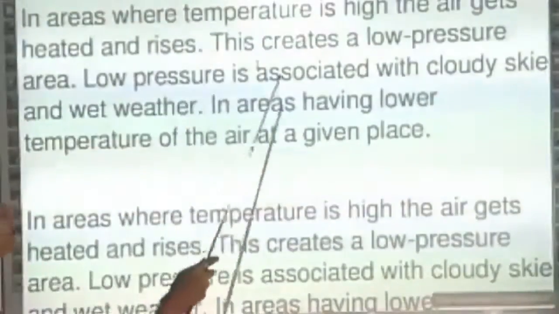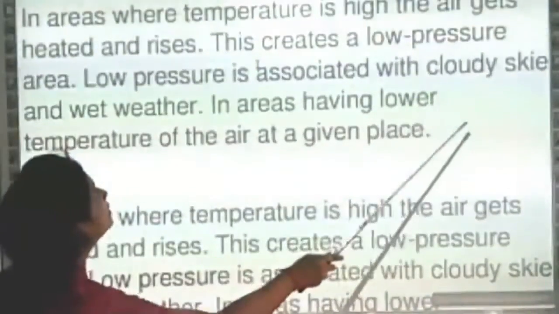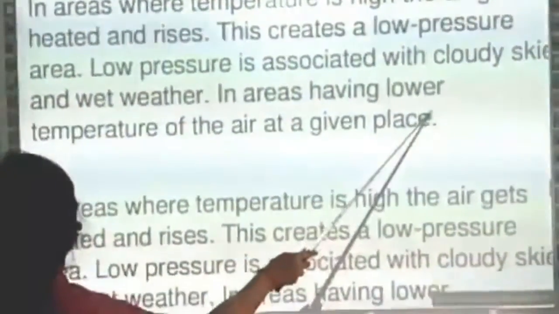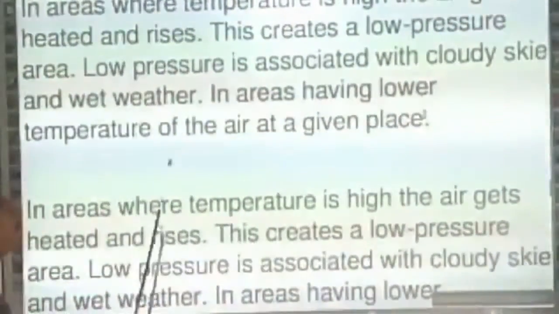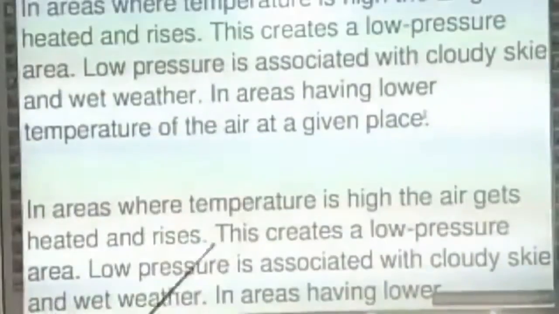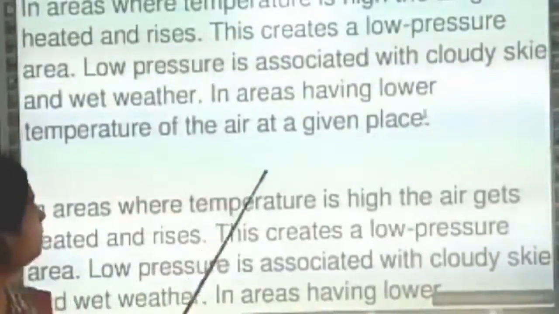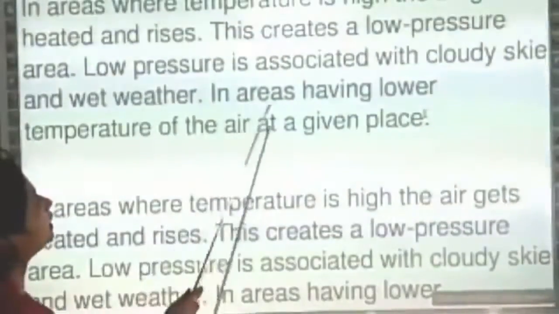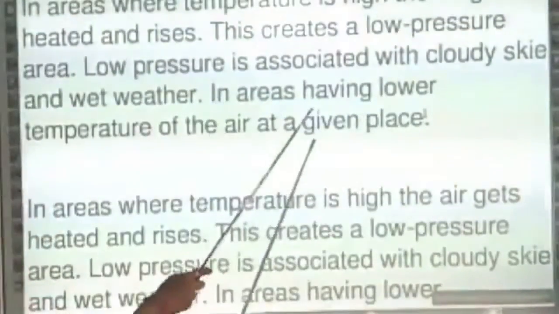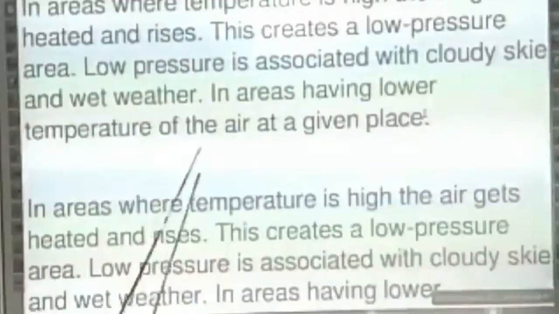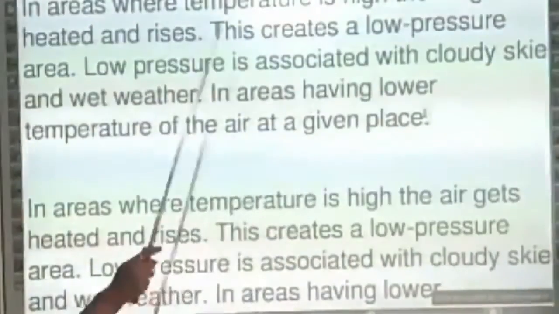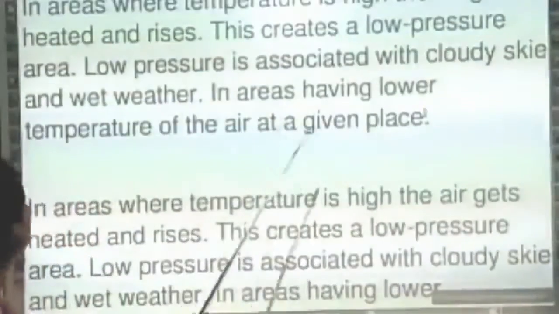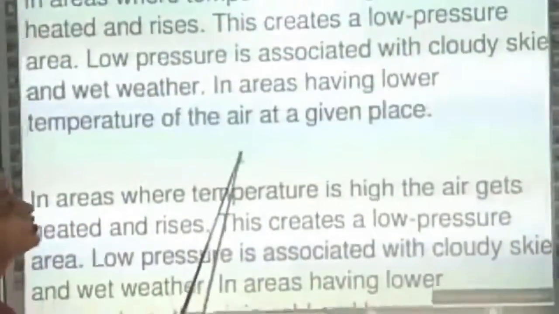Low pressure is associated with cloudy skies and wet weather. In low pressure, the weather is very bad and cloudy. Now, in areas having lower temperature of the air at a given place, the temperature of the air is low.